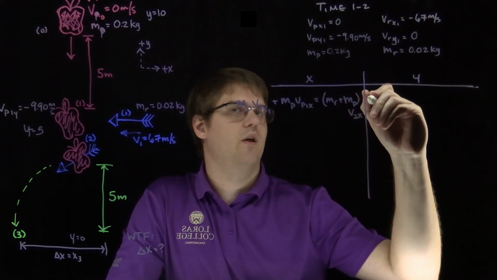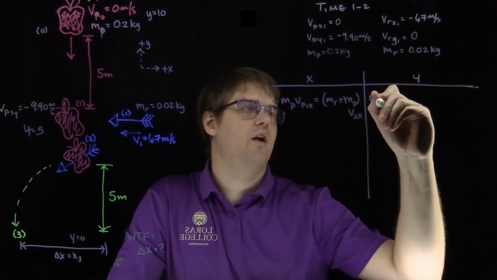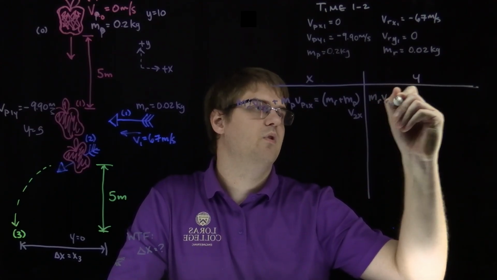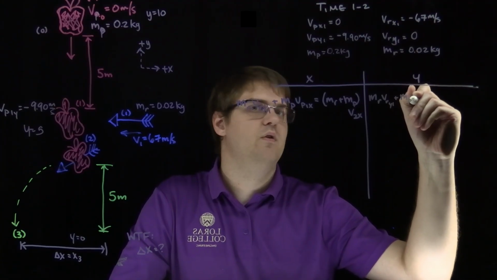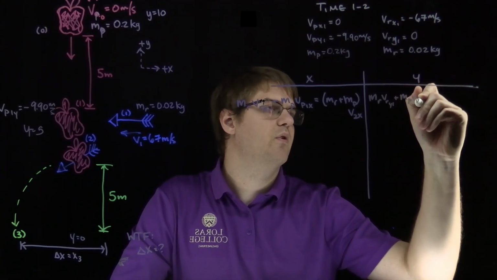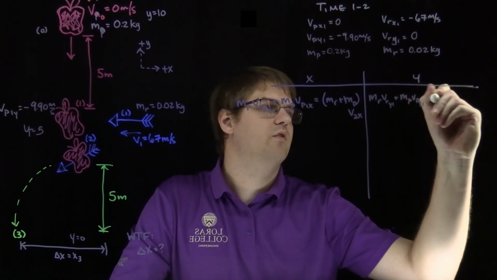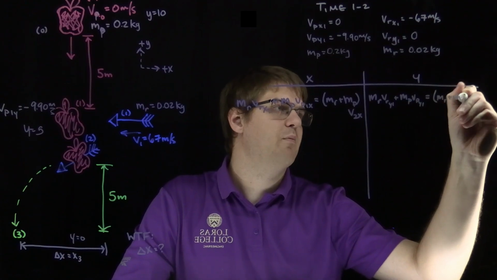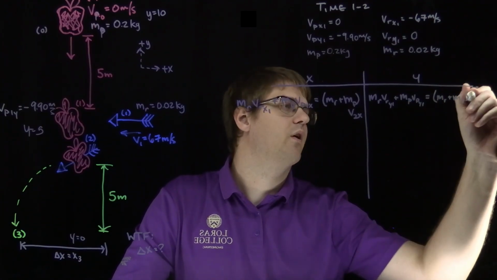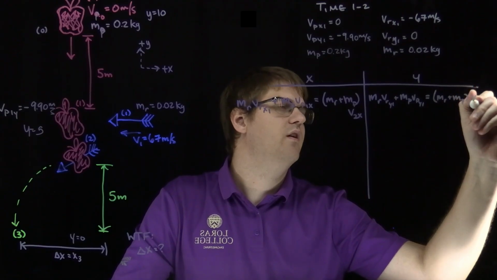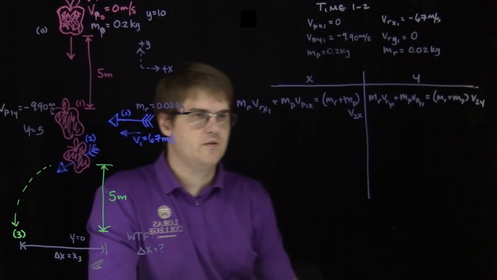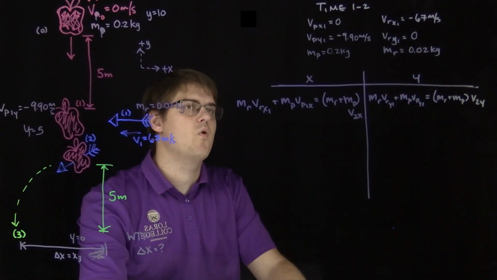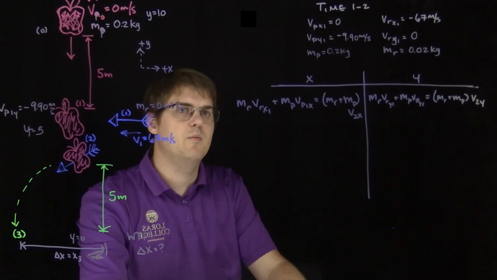Let's see if I can do it for this one. And then the same thing, mass of the arrow times velocity of the arrow in the y at 1 plus mass of the apple times velocity of the apple in the y at 1 is going to be equal to the mass of my arrow plus the mass of my apple times the velocity 2 in the y. And that's going to give me what my initial movement is for that second part of the problem.